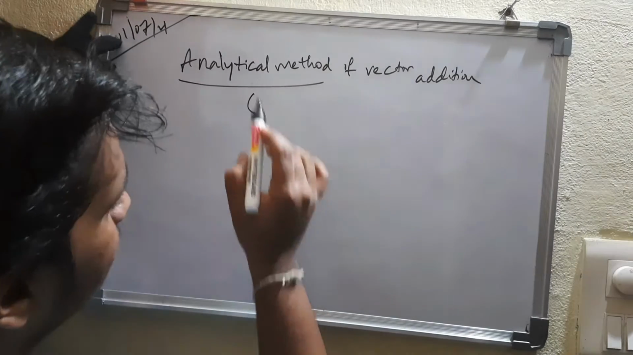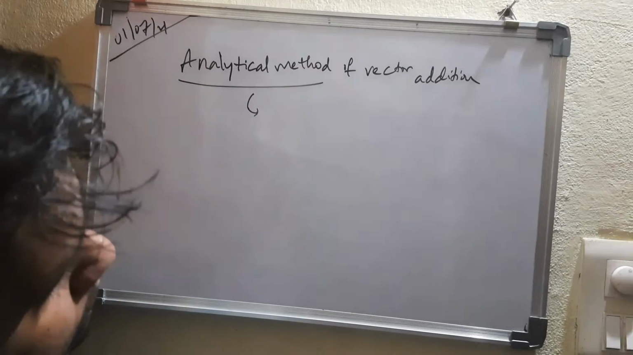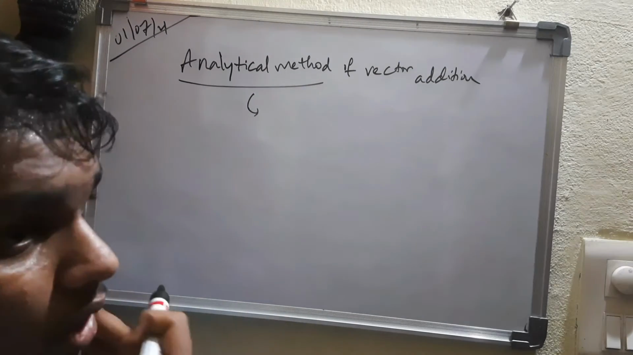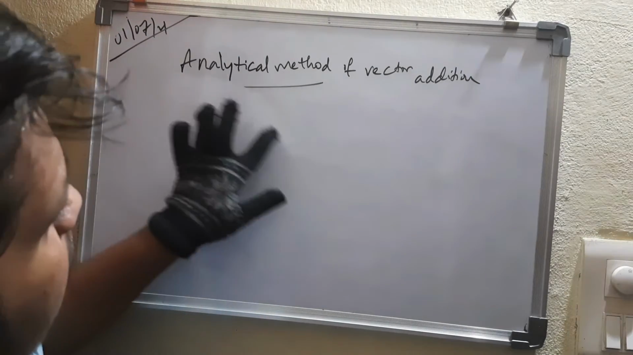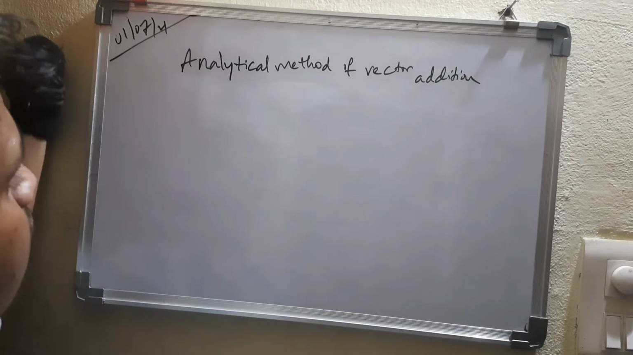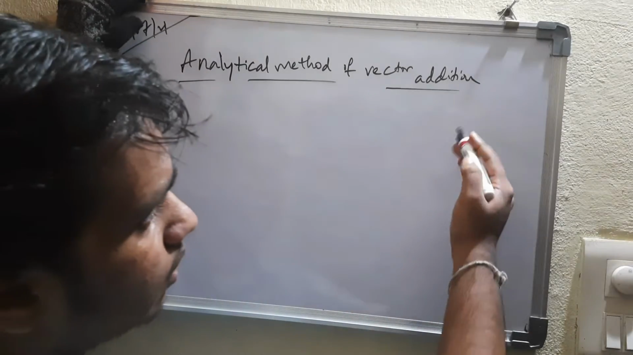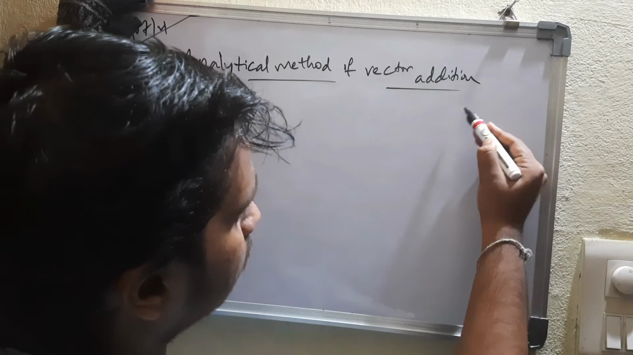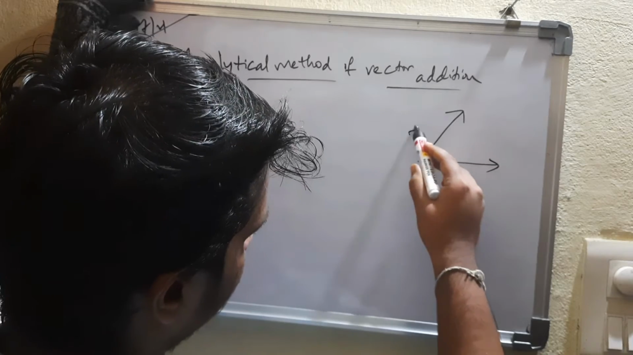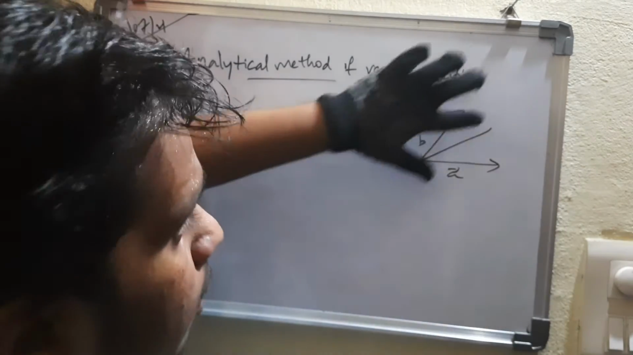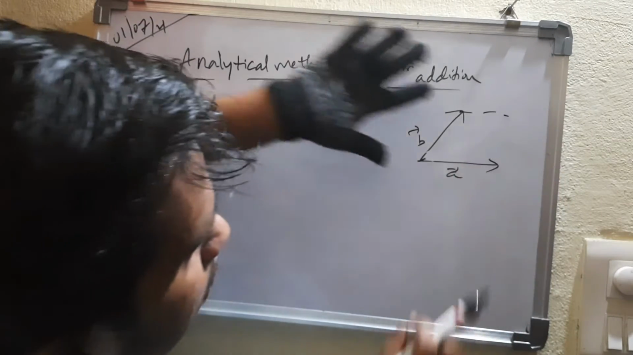Analytical means the method which we use using formulas. We'll be getting many formulas, so note them down. Analytical method of vector addition. We have to do it using the parallelogram law itself. So A, B, first complete the parallelogram. Even I have a habit of drawing like that.